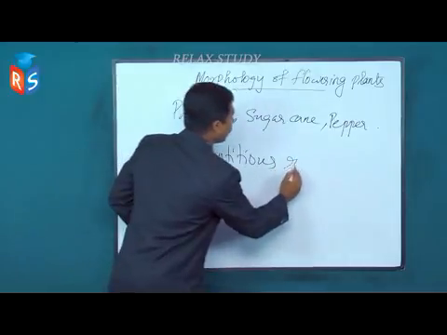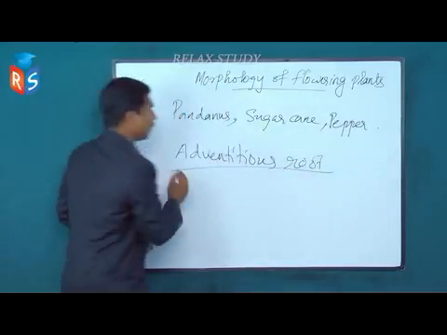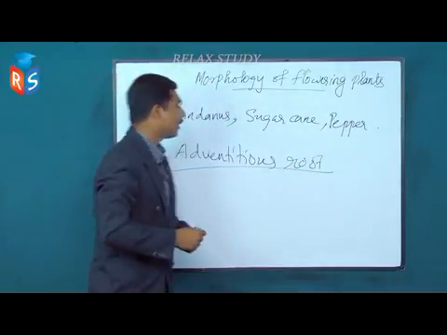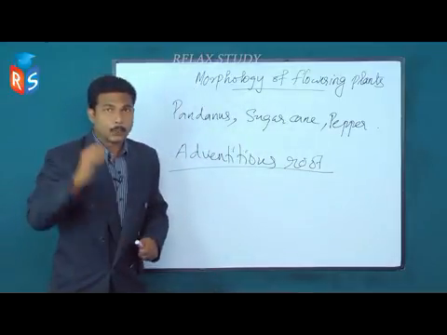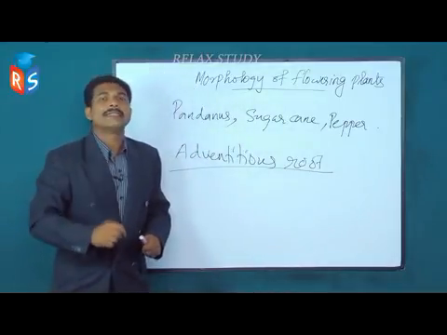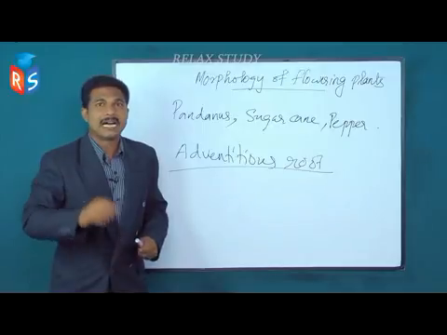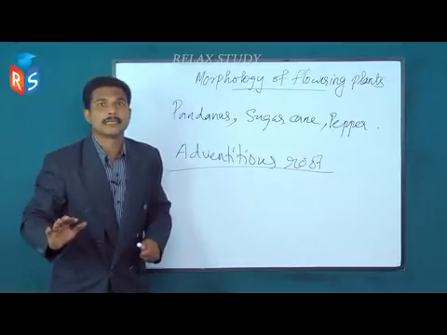Adventitious root. So what is adventitious root? The root system or root developed from a plant part other than the radicle.